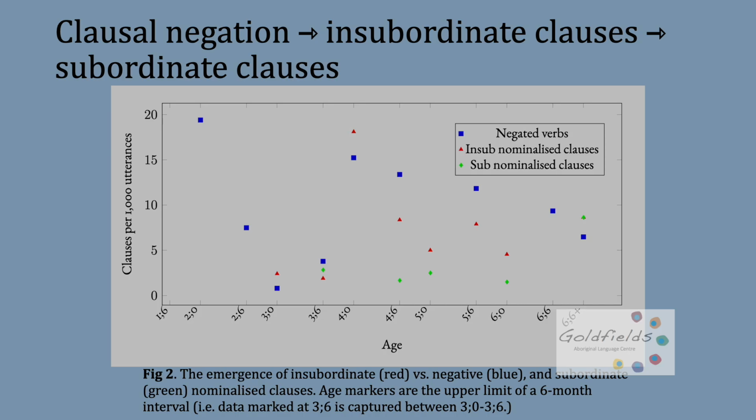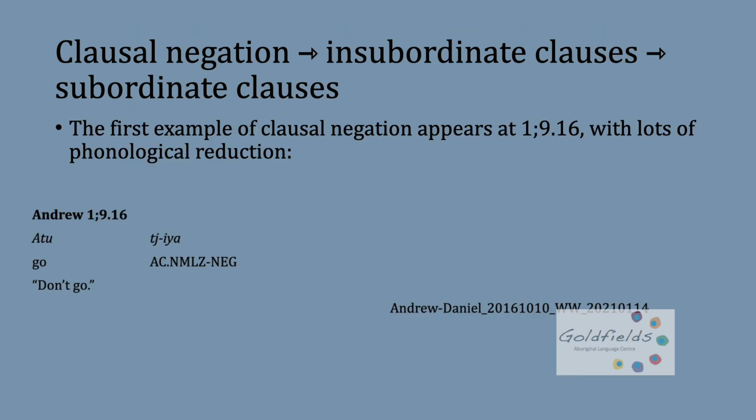appear earlier and in far greater numbers than the other two nominalised clause types, the insubordinate clauses represented by the red triangles and the subordinate clauses represented by the green diamonds. The first example of clausal negation appears at 1 year, 9 months with lots of phonological reduction, which is typical of child speech. So Andrew here, and all these names are pseudonyms.